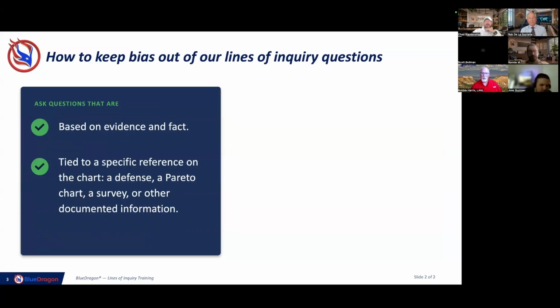Okay, next slide is now how do we keep the bias out of our questions? That is a big plus in terms of what Blue Dragon brings to the table.